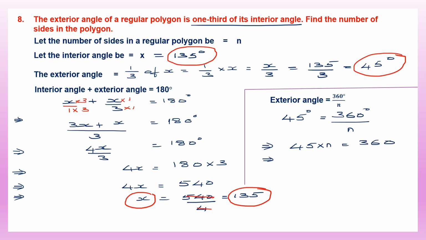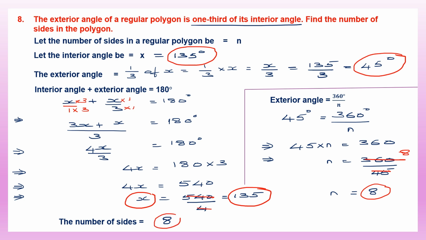Now to find the value of n, we say 360 divided by 45, because we are transposing this 45, which is multiplication, to the other side, it becomes division. So now what is the value of n? 360 divided by 45 is 8. That means the value of n is 8, and we have found n. And what is n? N is the number of sides. So we have found the number of sides to be 8. Let's write our answer. Number of sides is equal to 8. So this is our final answer.